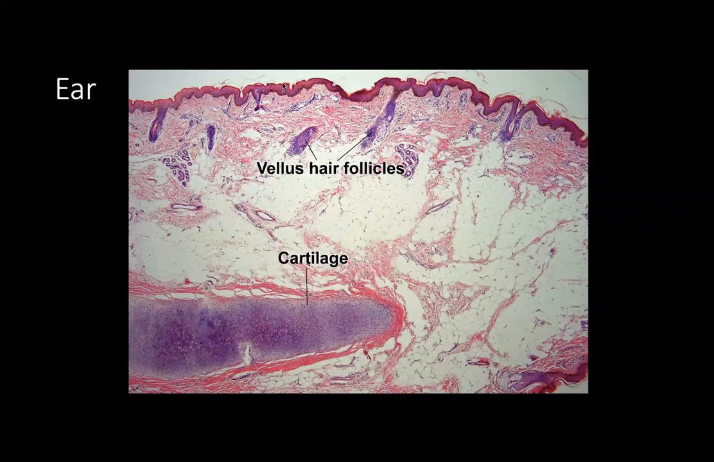Now, the most biopsies we do on the ear are going to be for ruling out basal cell or squamous cell carcinoma, or actinic keratoses, but also chondrodermatitis nodularis helicis is a common entity on the ear.